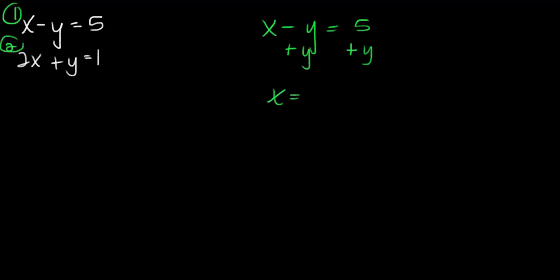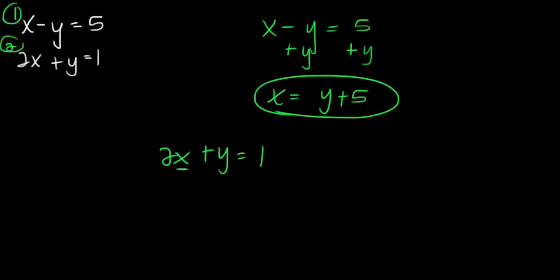x equals y plus 5. Again, I could have used the second equation. I used the first. I could have gotten y by itself, but I got x. It's your choice. Once I have x by itself, I can go to equation 2, and equation 2 says 2x plus y equals 1. Well, I know what x equals. Why did I have to even write x there?